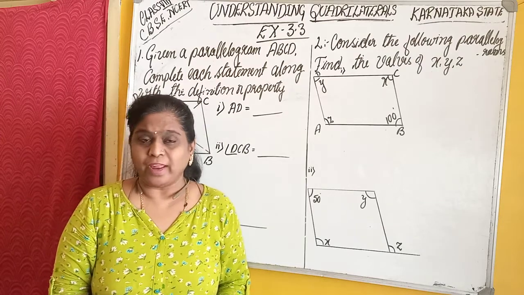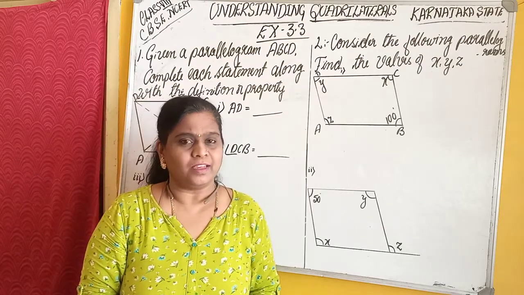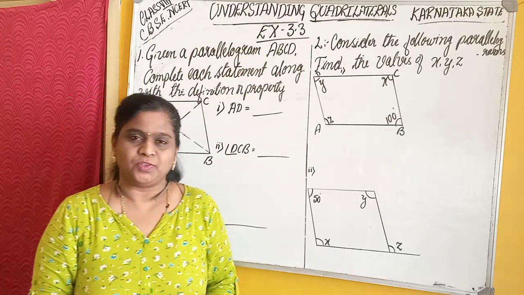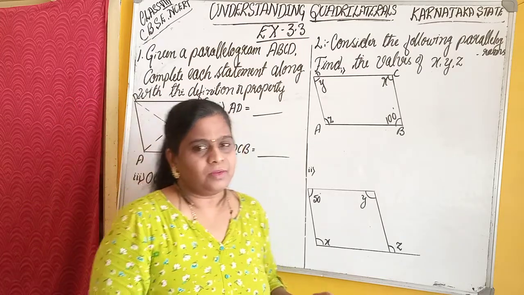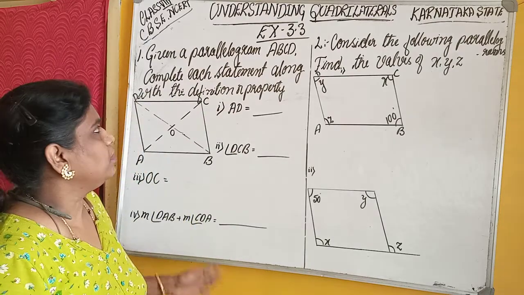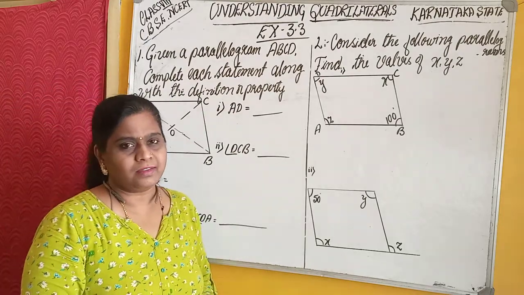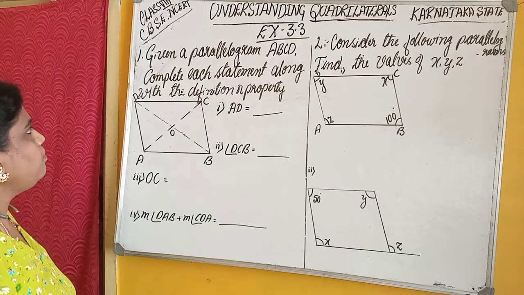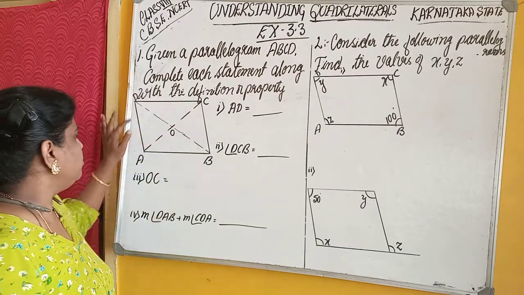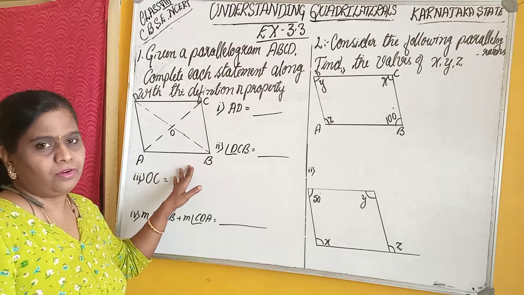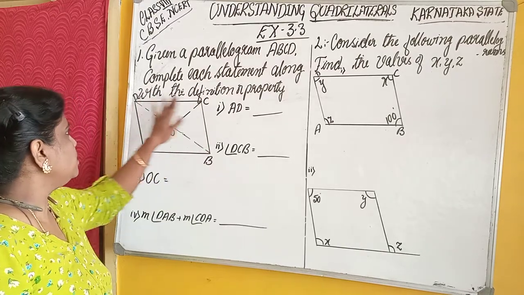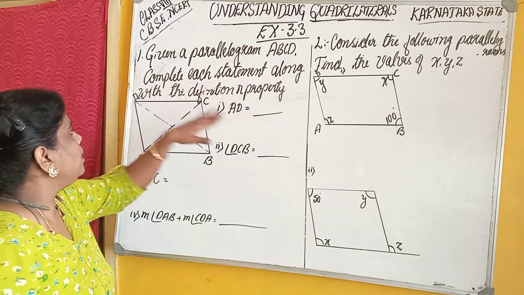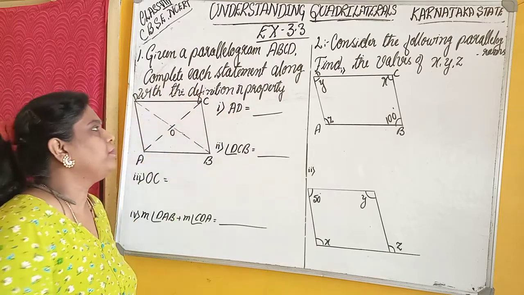It's a class for 8th standard students, CBSE NCERT syllabus and also for Karnataka state students. The chapter name is Understanding Quadrilaterals, exercise 3.3. The first problem: given a parallelogram ABCD. Also follow, students, ABCD is a parallelogram. Complete each statement along with the definition or property.